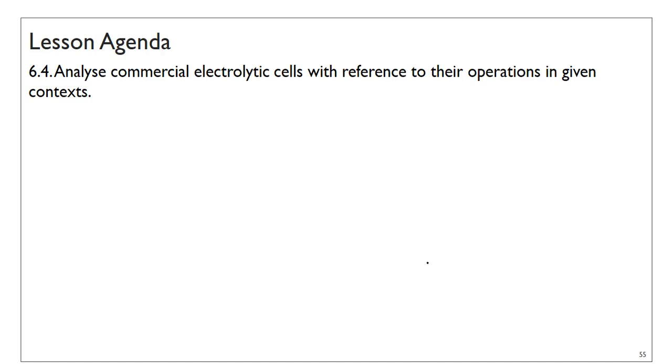Today we will be looking at dot point 6.4, which is the analysis of commercial electrolytic cells with reference to their operations in given contexts. This is the skill that you want to be able to master. This will give you the most value for your time and energy and effort because I can guarantee you that you're going to get a question like this in the exam.